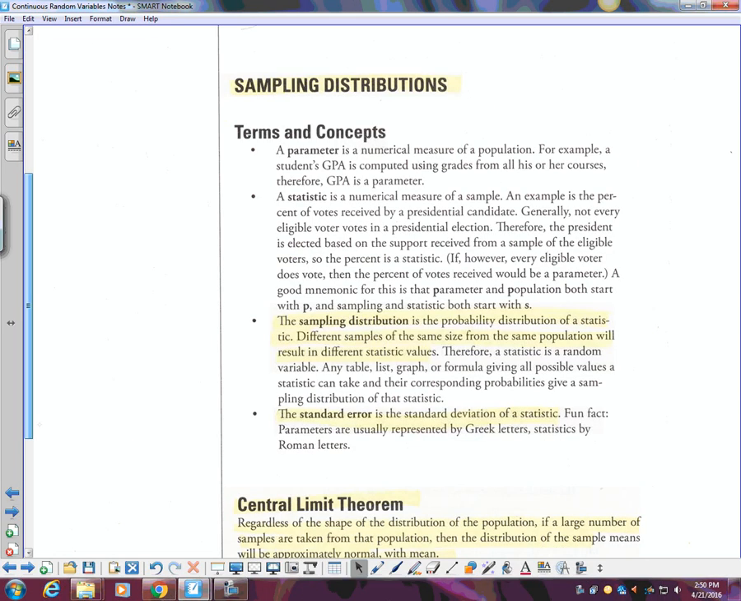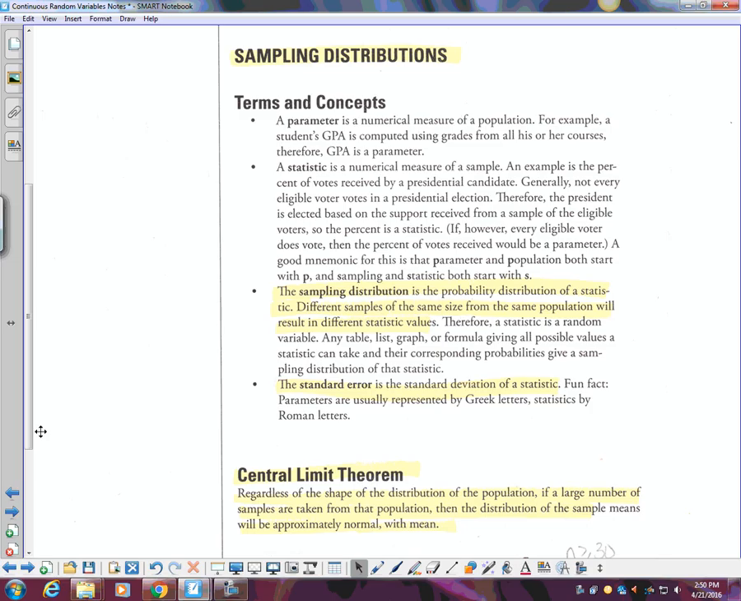Okay, so now let's talk about sampling distribution. What is a sampling distribution? Exactly. You have a bunch of samples, which means you have a bunch of means. I'm putting them all together, and I have a distribution of all of their means.